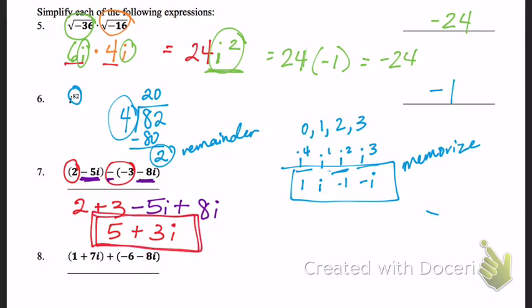And since you only have i to the 1st power, you can just leave that be. You don't need to change it. These are easier. When you're just adding and subtracting, you don't need to multiply anything. So just leave it like that. So try number 8 on your own.